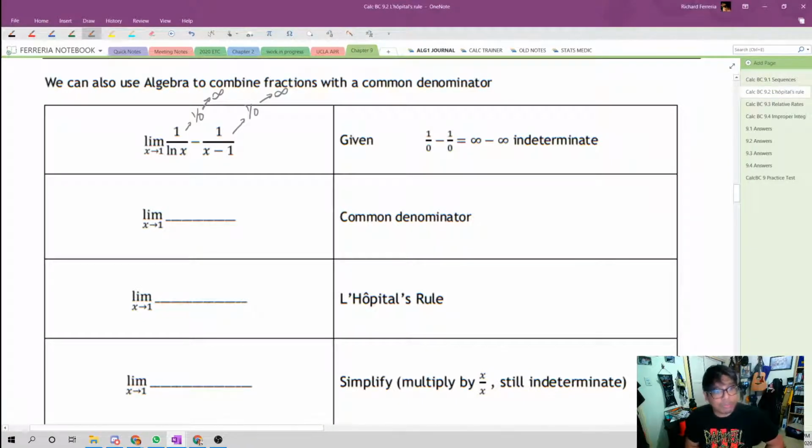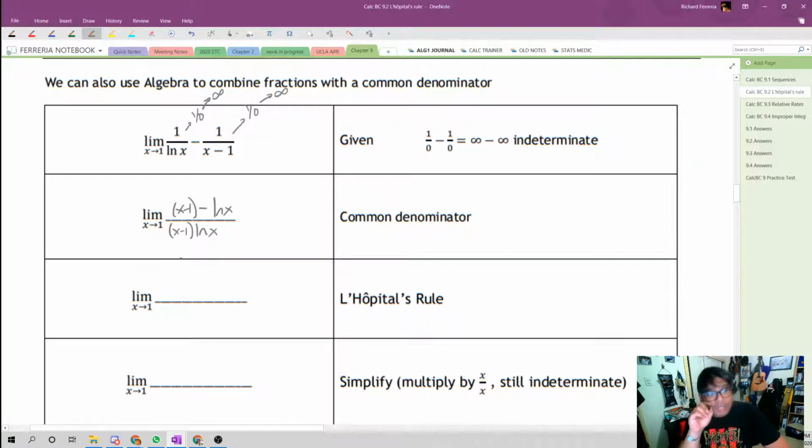What you're going to do is put everything over a common denominator. So with a common denominator, we're going to multiply the first fraction by x minus 1 over x minus 1, and we multiply the second fraction by the natural log of x over the natural log of x, and what we get is x minus 1 minus the natural log of x, over x minus 1 multiplied by the natural log of x.